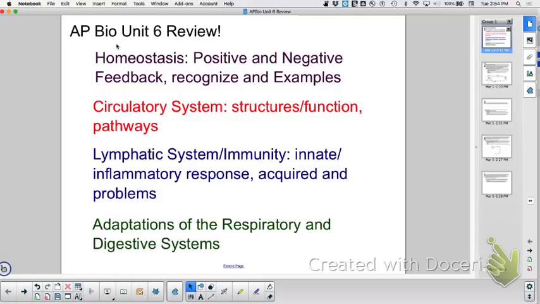And then we also have what kind of cells? Memory cells, which are more easily stimulated. And then those cells all commit suicide. Now, problems with that, I would probably bring up things like anaphylactic shock, autoimmune diseases. All right. Adaptations of the respiratory and the digestive system.